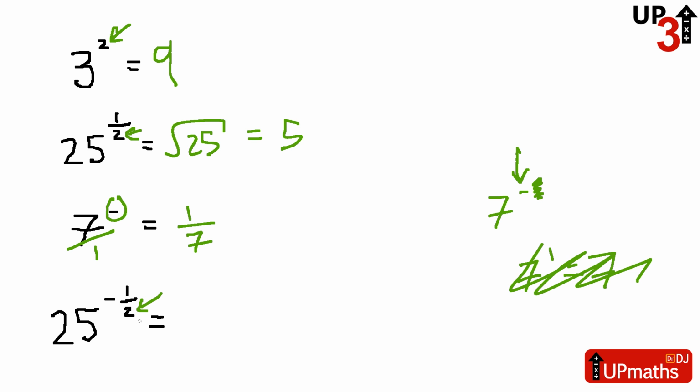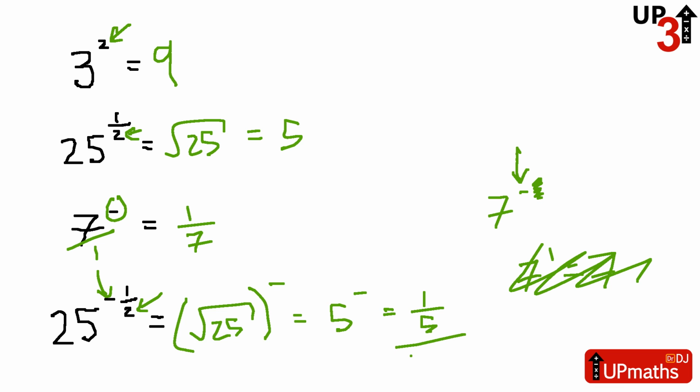We've got 2 things. We got that 2 at the bottom. We've also got the minus. Let's do the 2 at the bottom first. That means square root of 25. We'll just stick some brackets around there and keep them so we've still got the minus working. So that's 5 to the minus. And we know minus just means turn it upside down, which will make it 1/5.